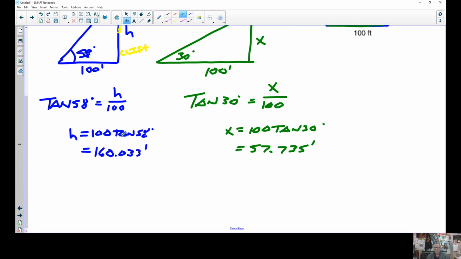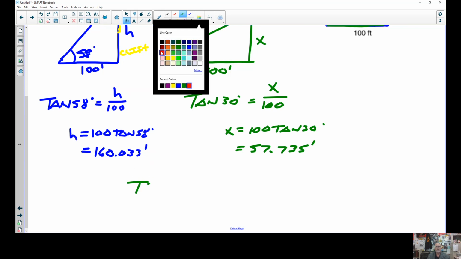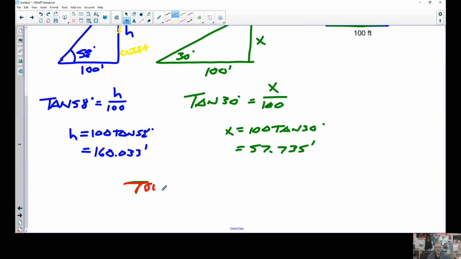Well, we just said, this is the height of the tower and the beach, the dune. This is the height of the dune. So take one from the other, we will get the tower. So the height of the tower is equal to 160.033 minus 57.735. So what does that equal? That gives us 160.033 minus 57.735, and that would be 102.298.